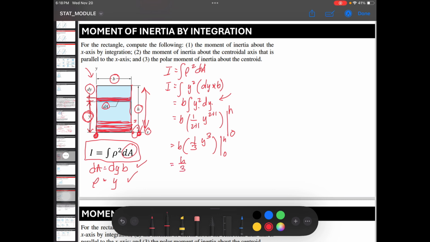So, b over 3, constant. Let's evaluate the limits. For y equal to h, magiging h cubed over 3 minus y na 0. So, wala na yon, magiging b h cubed over 3. Anong I to? It is I_x, global x. So, that is our I_x.